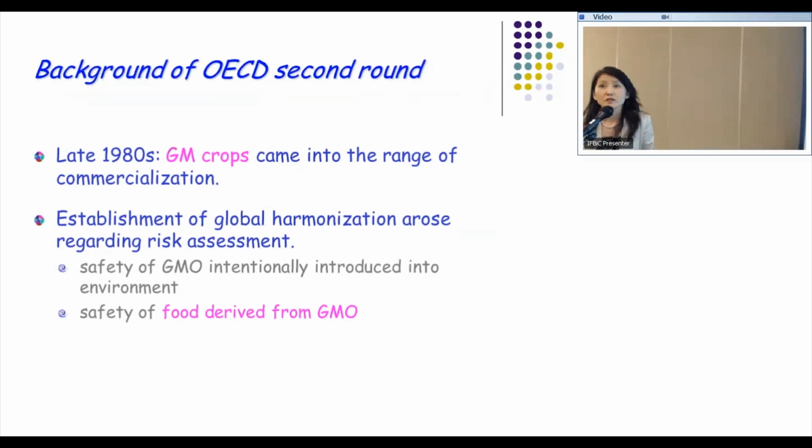Discussion at the first round, still the safety, the focus was on the commercialization of GMO in a confined environment. But from the late 1980s, GM crops came into the range of commercialization. Then the establishment of a risk assessment of GMO intentionally introduced into the environment and foods derived from GMO were wanted.